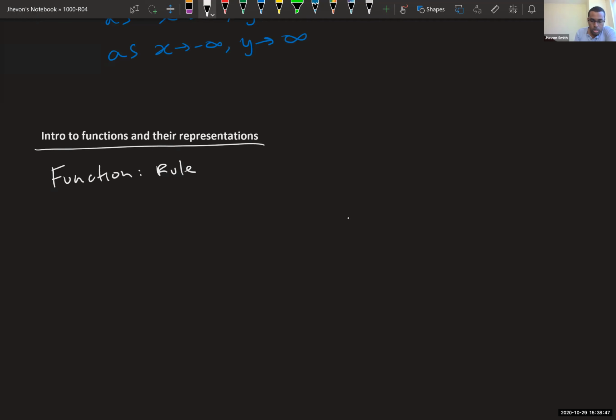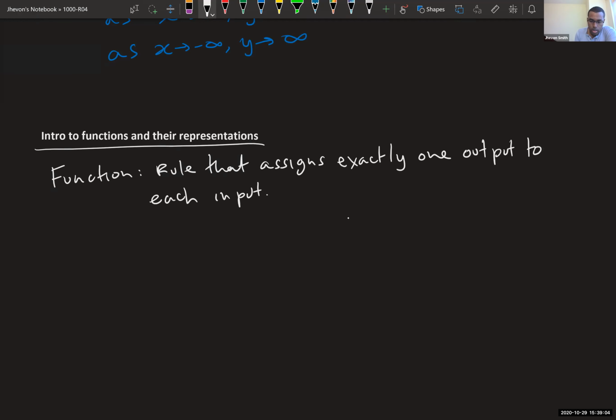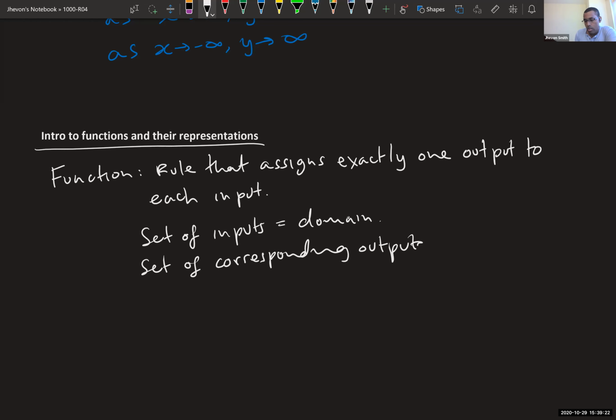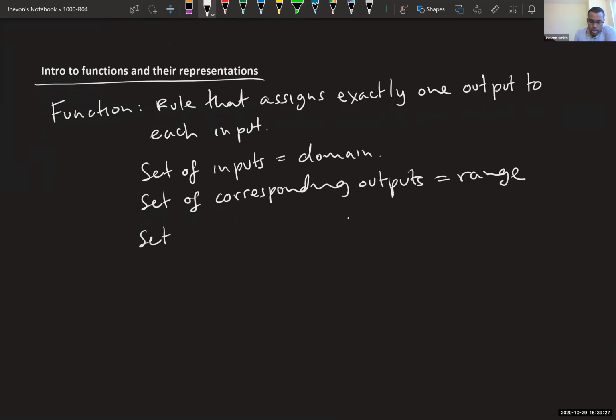It's a rule that assigns exactly one output to each input. And we know that the set of inputs is what we call the domain of the function. The set of corresponding outputs is what we call the range of the function.